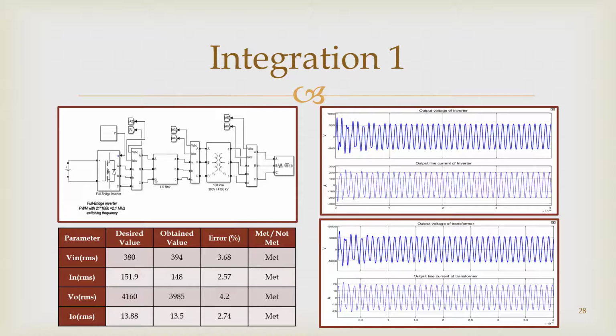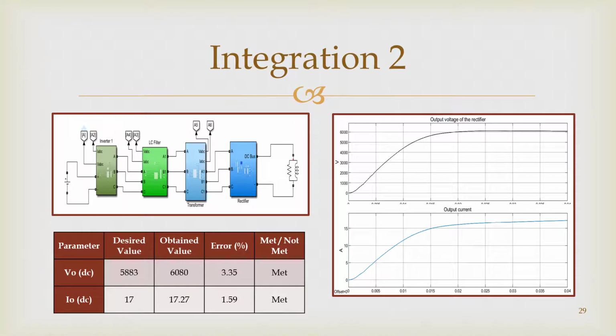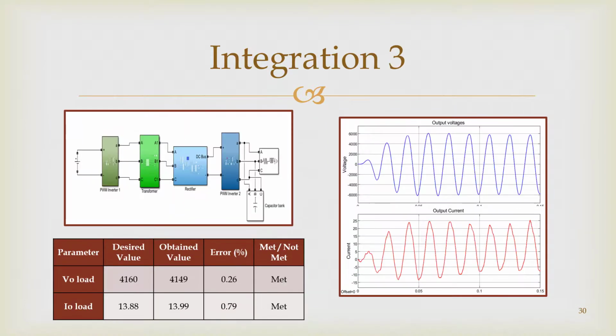The second stage is the high frequency inverter associated with the high frequency transformer with the rectifier. From the table we notice that we got 3.35% error for the output DC voltage and 1.59% for the output DC current. Regarding the final stage, we put the high frequency inverter associated with the high frequency transformer with the rectifier, and with the final stage, which is the low frequency inverter. From the table we got 0.26% for the load voltage and 0.79% for the output load current.